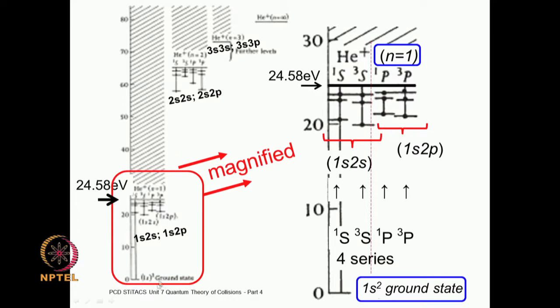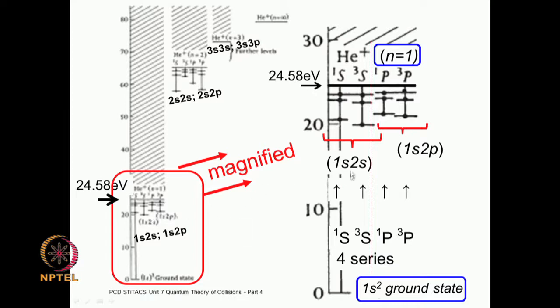So this is the singly excited state configuration, converging to the series limit at 24.58. It is this part which is magnified over here, but now I show not only the 1s2s and 1s2p separately, but I also show the singlet and the triplet. If you notice over here, there are actually four Rydberg series, but they are so tiny that one could miss that, and that's the reason I have magnified this diagram.